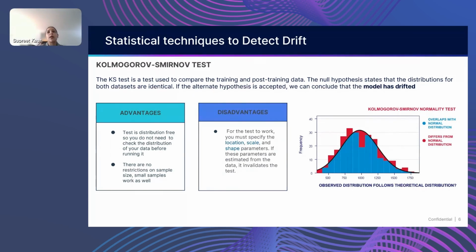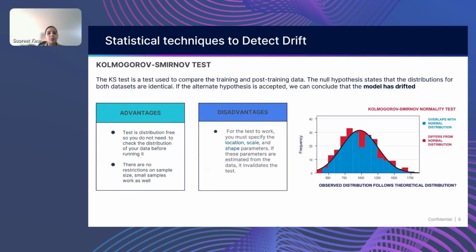Here, the two data sets that I'm talking about are your training data and your post-training data, so you should be able to compare them. After that, it's a simple statistical test. As I mentioned, the null hypothesis is that the distributions of both data sets are identical. Based on whatever results you get, if the alternate hypothesis is accepted, we conclude that yes, the drift has happened. If not, then you're still fine.